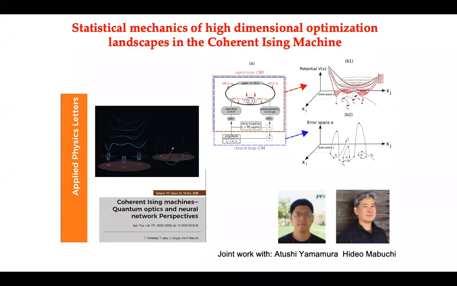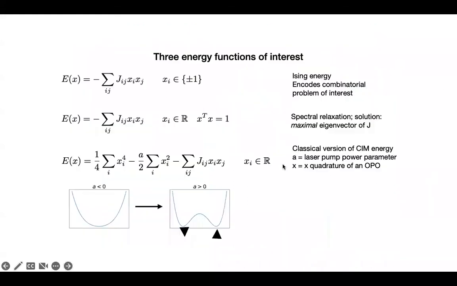So my colleagues at Stanford in Applied Physics built a machine known as the coherent Ising machine, which generates a set of interacting photons that can be used to solve complicated optimization problems. Here's a review article that we wrote recently on this. This is joint work with a fantastic graduate student, Atsushi Yamamura, and Hideo Mabuchi. Okay, the details of this particular machine are not that important.